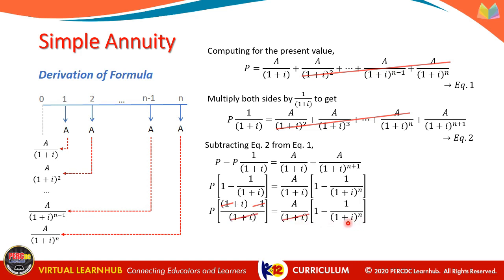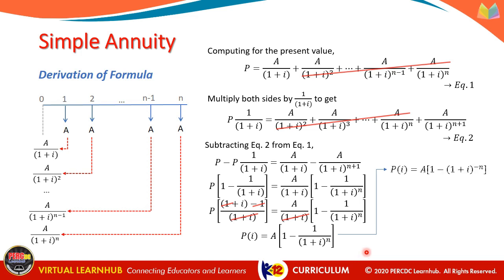So now, on the left side of the equation, we only have P times i. And that is equal to A times quantity 1 minus 1 over (1 plus i) raised to n. That's P times i is equal to A times quantity 1 minus 1 over (1 plus i) raised to n.